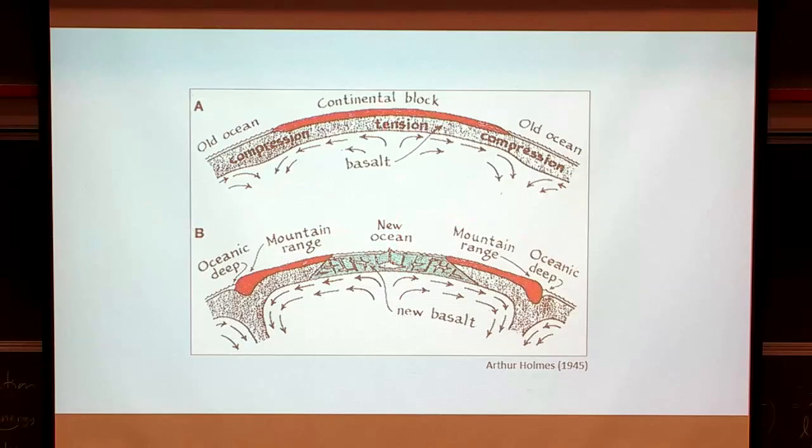For example, you could create an ocean, and he was probably thinking about the Atlantic Ocean here, where you had tension underneath a continent, and you would create new oceanic floor. And where you have the compression, you could have lithosphere sinking down into the mantle, and you could form these deep trenches. Now, they didn't know about subduction zones then, but this looks like a subduction zone to me.